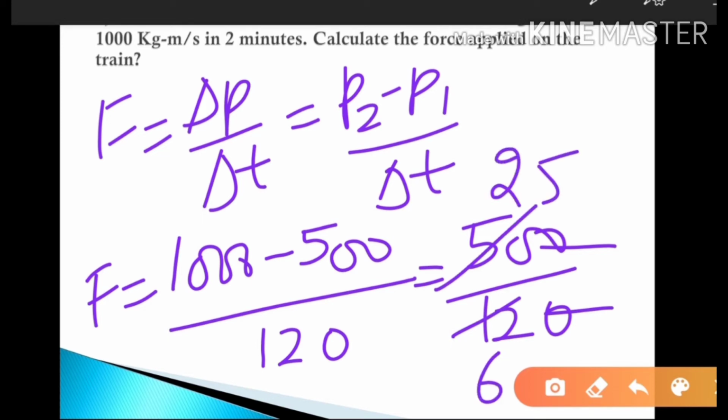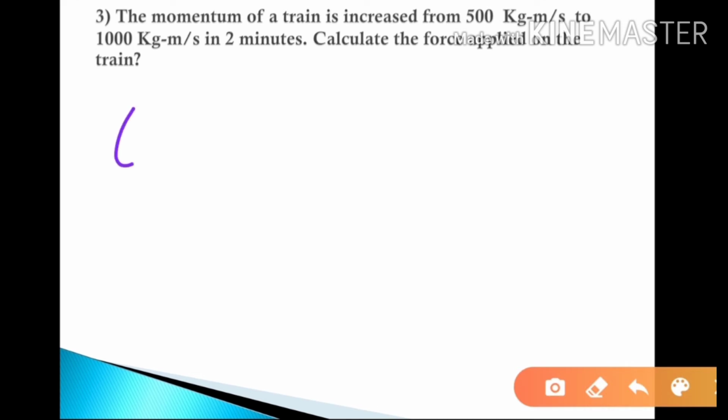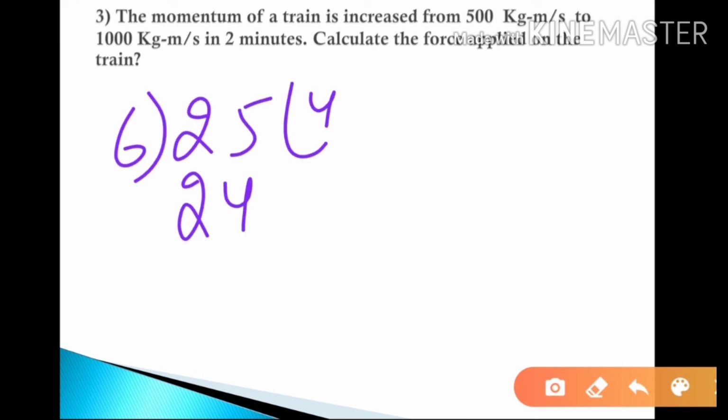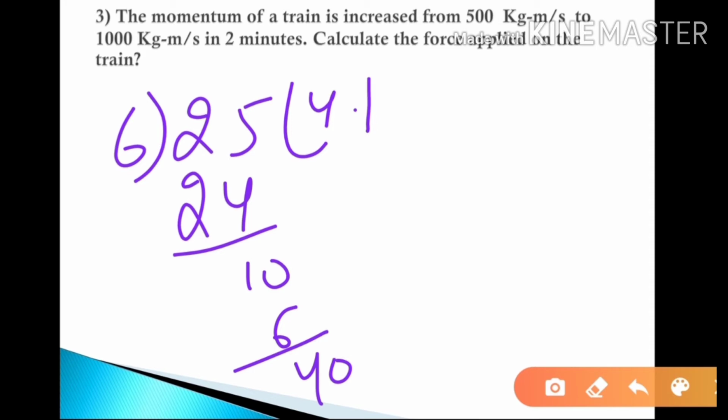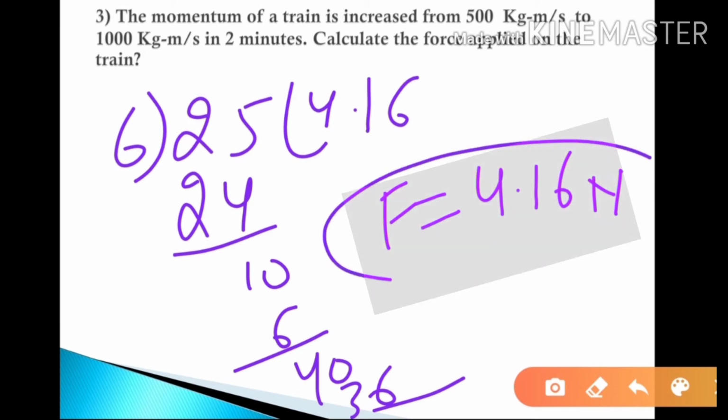If we divide 25 by 6, then 6 fours are 24, we put a decimal, 6 ones are 6, 4 will come, 6 sixes are 36, and so on. So the force will be 4.16 Newton.